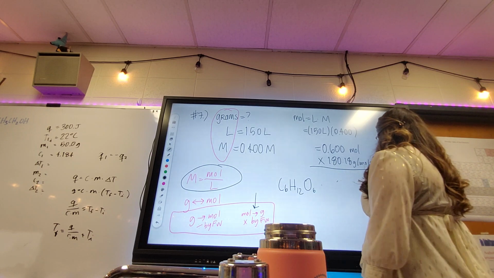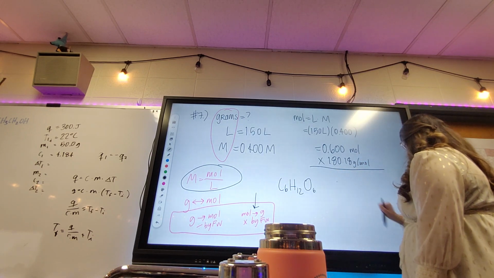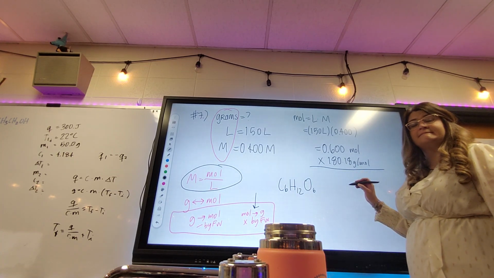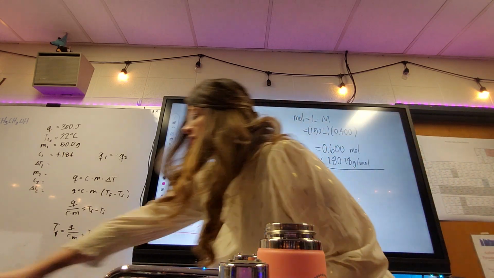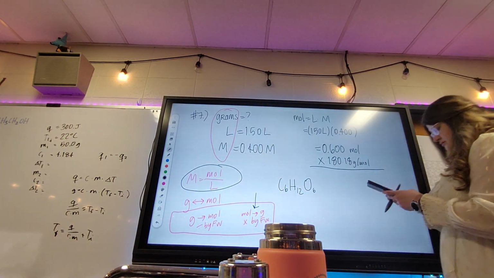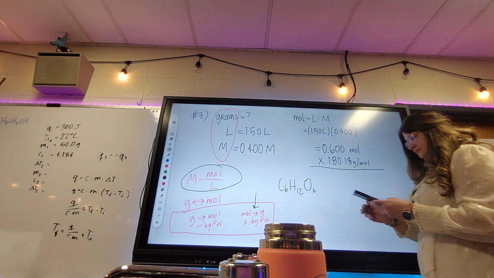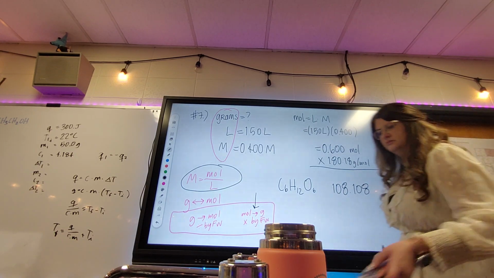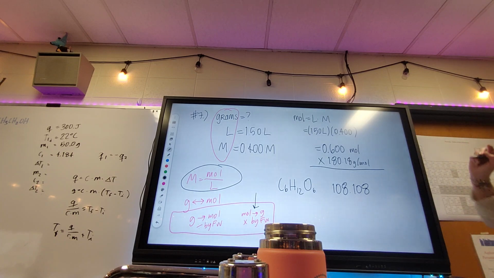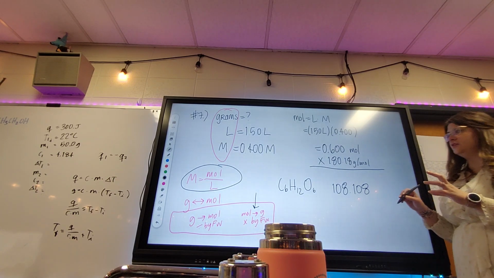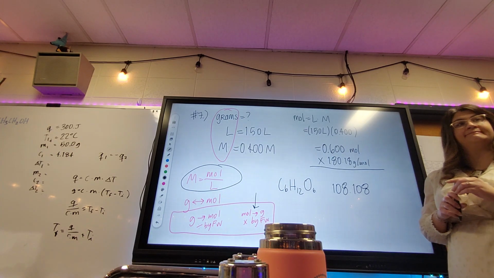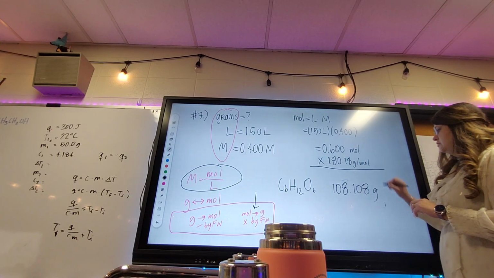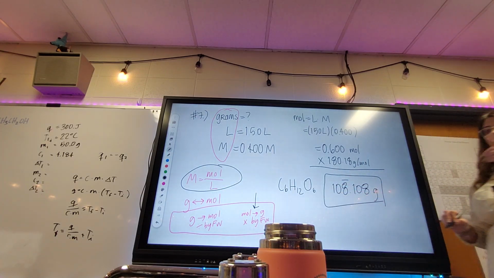And so then you'll just do this math. Now, did anybody get an answer? Okay, I'll do it too. I get 108.108. Okay, so how many significant figures should I have? 3. Correct. And what should be my unit? Grams. And remember, if you're confused about what your unit should be, go back to your data table.